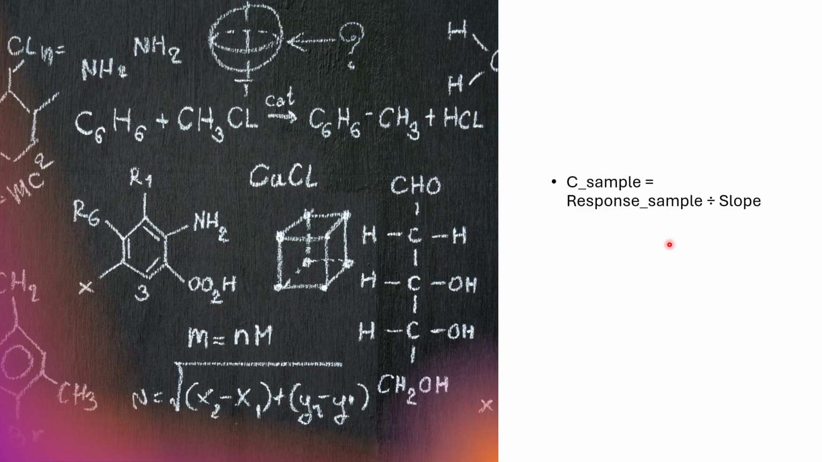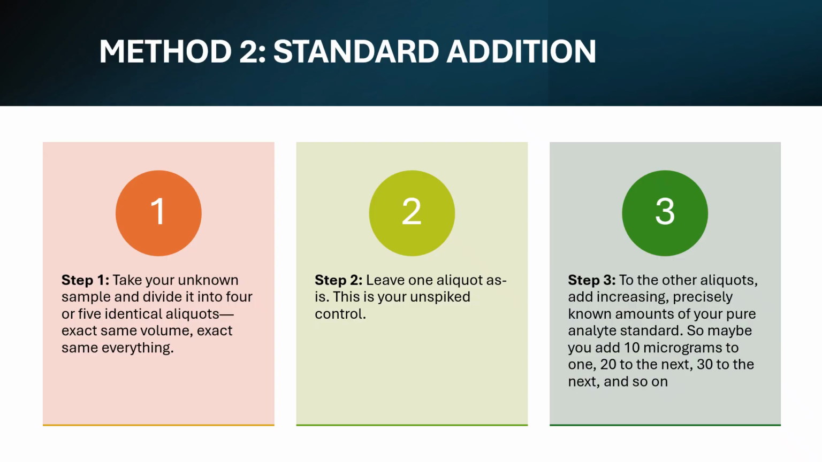So what do we do when we can't perfectly match the matrix? Or worse, when we don't even have a blank matrix? That brings us to method number 2. That is the standard addition.